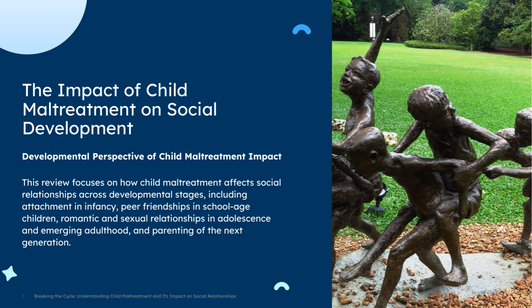The review highlights four key areas, starting with attachment relationships in infancy, which are foundational for all later social connections. Next, it examines peer friendships during middle childhood, where children learn important social skills and trust. Moving into adolescence and emerging adulthood, the focus shifts to romantic and sexual relationships, which can be deeply influenced by earlier experiences of maltreatment.